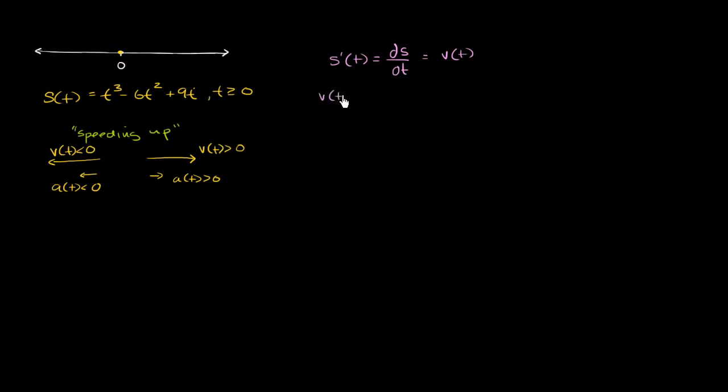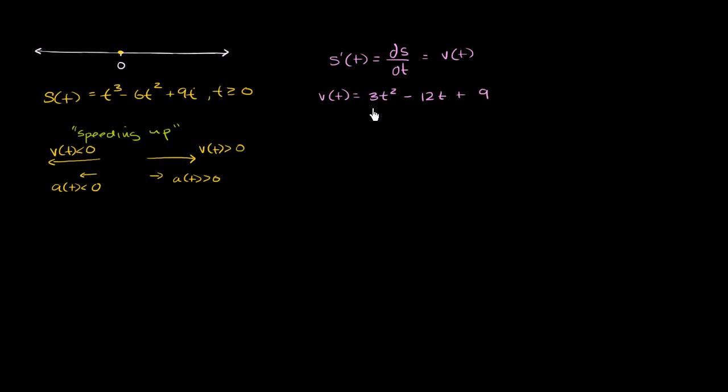Our velocity as a function of time is going to be equal to 3t squared minus 12t plus 9. So let's see if we can graph this velocity function to start making sense of it. When is the velocity positive? When is it negative? And what's the acceleration doing in those intervals?